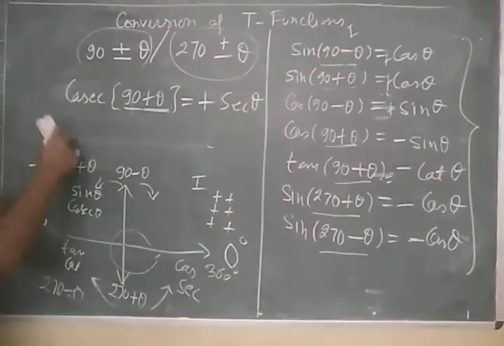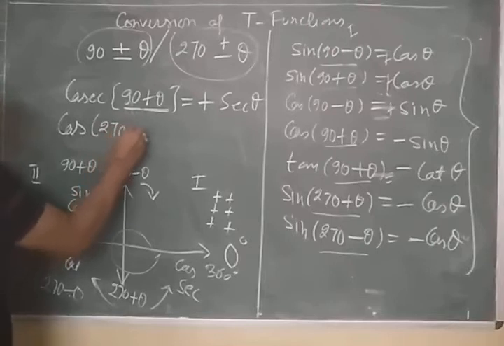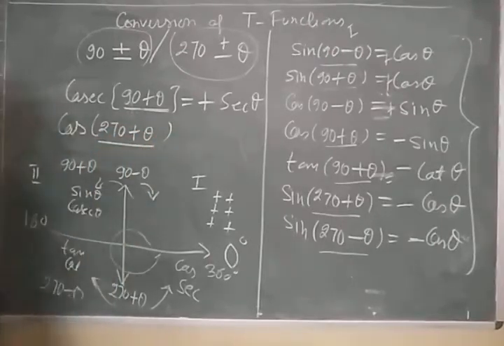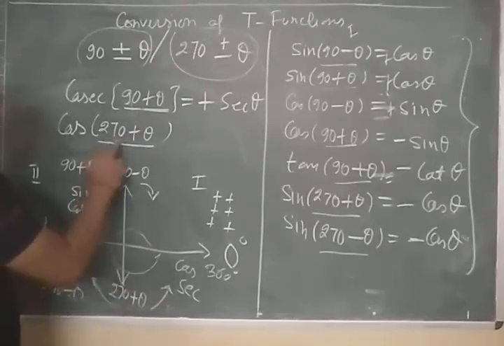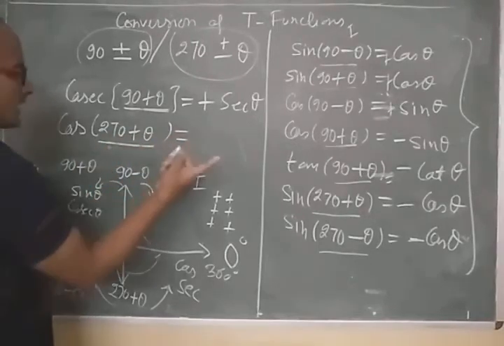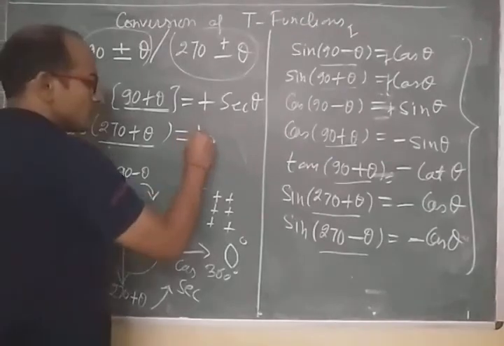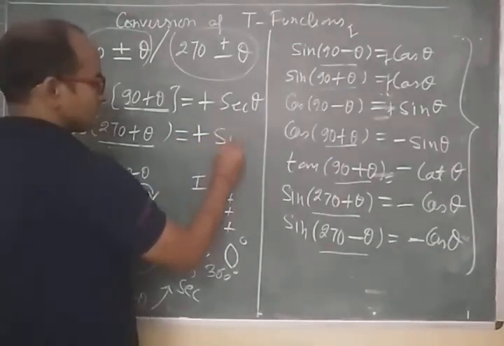Take one more example. If I ask cos(270 plus theta). Again, 270 means this line, and plus theta means in the fourth quadrant. In the fourth quadrant, the sign of cos is positive. The answer will be positive, but cos will convert into sine. So sine.